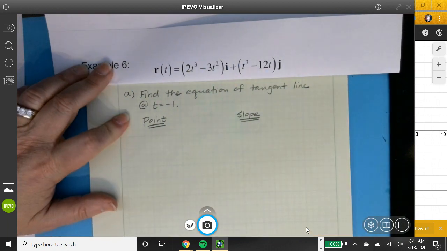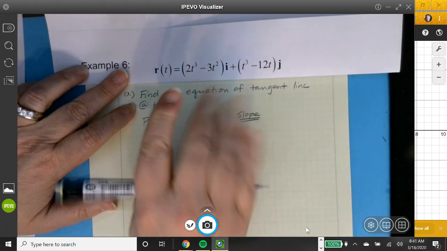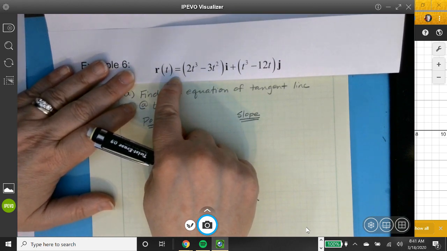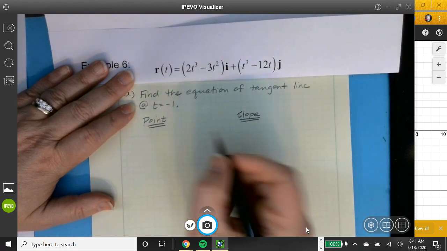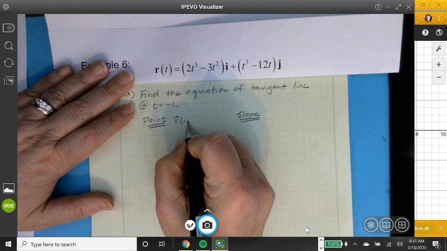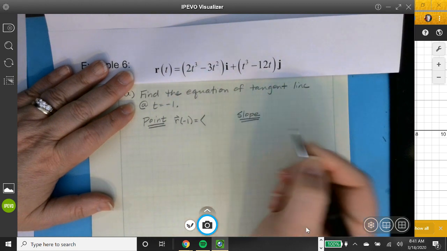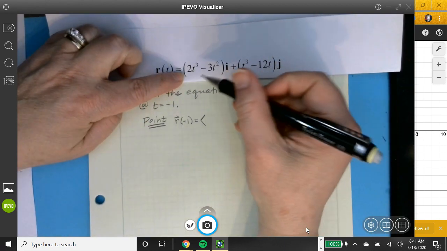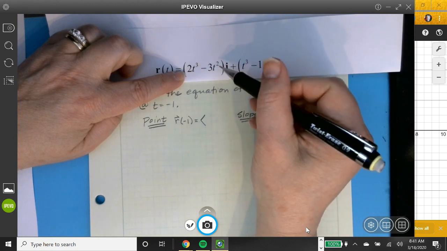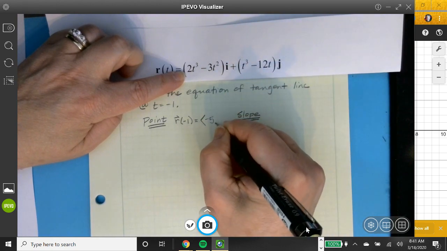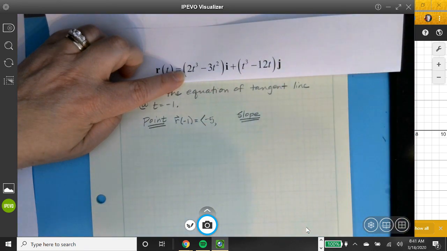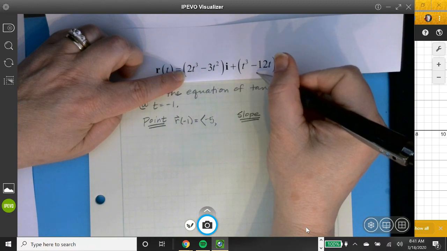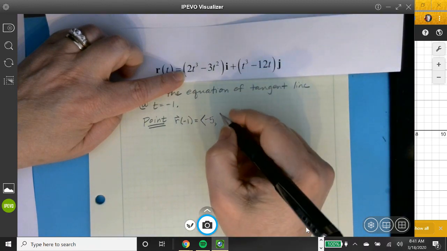All right, to find the point, what do we do? Well, I know t is equal to -1, and this is the position vector pointing to where I will be at t equals -1 if it's in standard position, and we'll put it in standard position. So I need r of -1. And that's going to give me a position vector pointing somewhere. All right, so what happens when I plug in -1? Let's see if I can do this math in public. This is -2 minus 3, which is -5. And then if I plug -1 in here, I get -1 plus 12, which is 11.